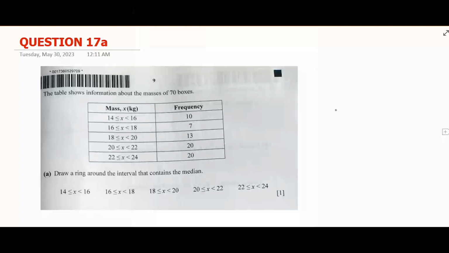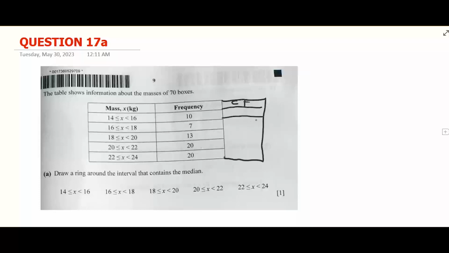It is translation. The next one here is question 17a. The table shows information about the masses of 70 boxes. Here you are asked to draw a ring around the interval that contains the median. So for you to know the median, you need to add a column here, and you can call this column cumulative frequency. That's CF for cumulative frequency.